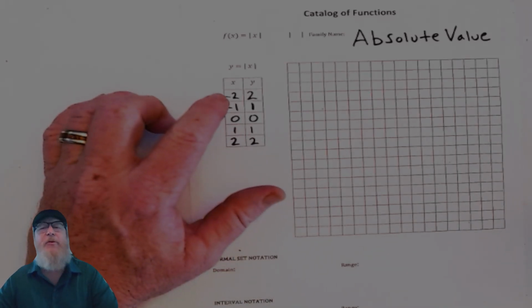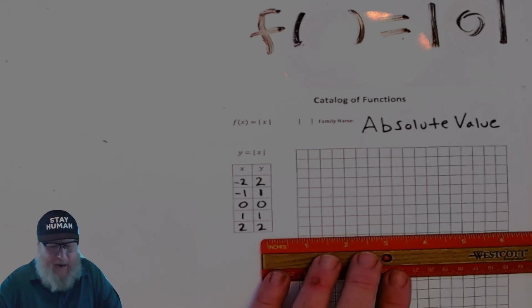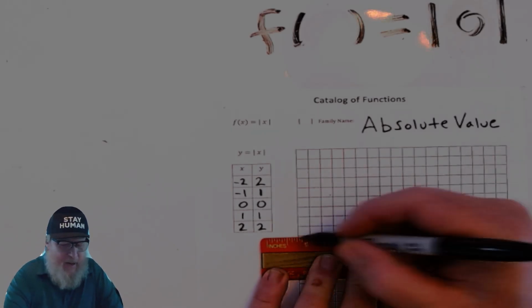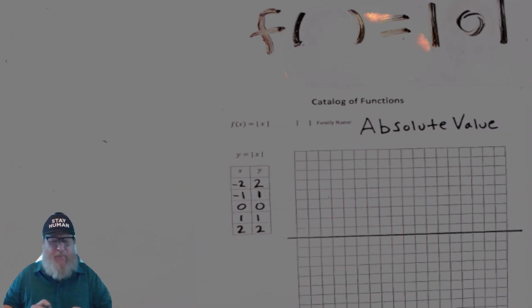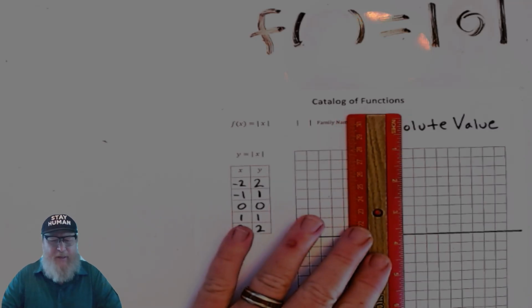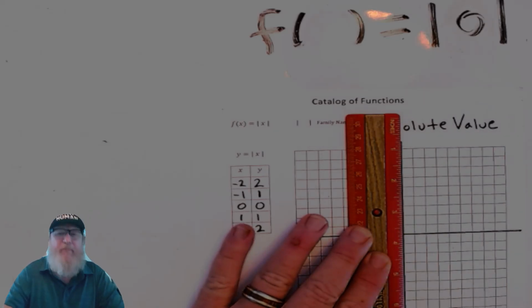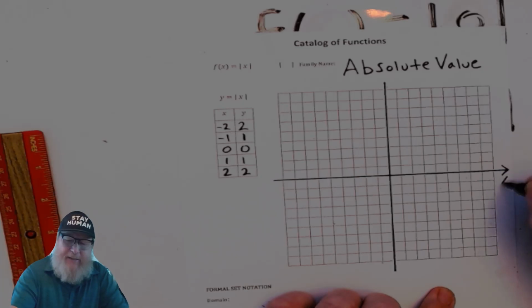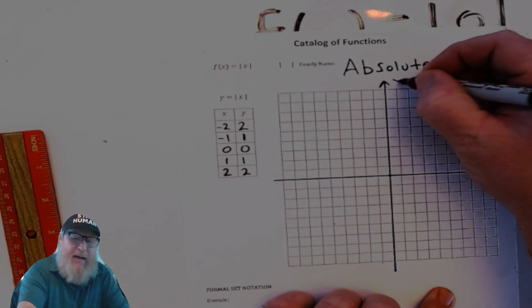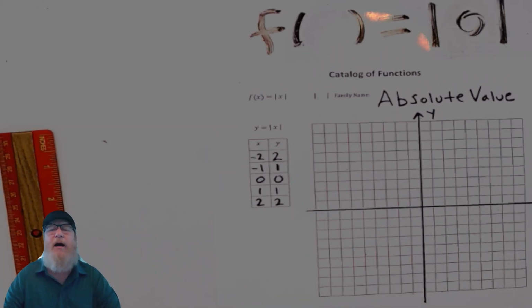Because the outputs are always positive, when I do my graph, none of the y values will be negative. They will all be positive numbers. So I'm going to appropriately place my axes right down the middle. So this is my x-axis. This is my y-axis. Inputs are x. Outputs are y.